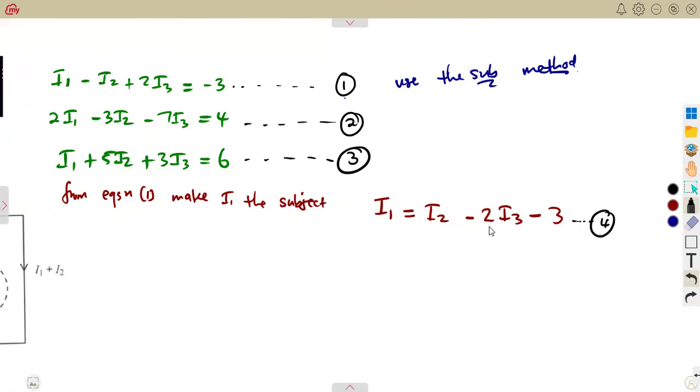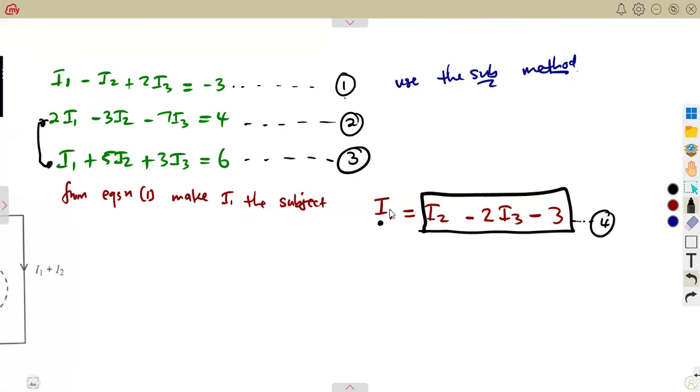Okay, so what is the purpose? Remember your substitution, just like when you're working with two unknown values. You were having maybe x plus y, maybe 2x plus 3y is equal to something like that. You make this the subject, and then you substitute the part that you have made the subject into another equation. But this time, since we have 3 equations, we are going to substitute this I1, the part that is representing I1, in the 2 equations that are remaining.